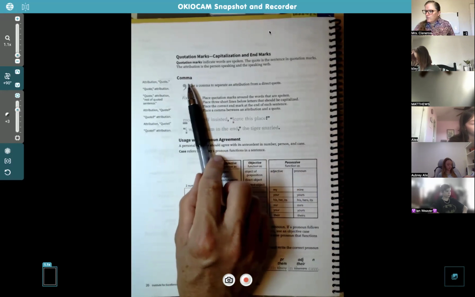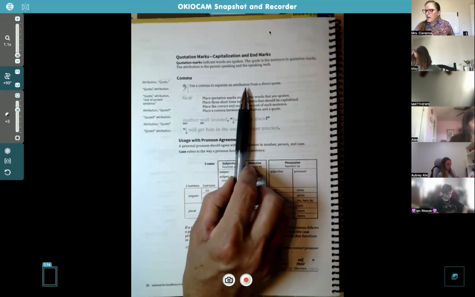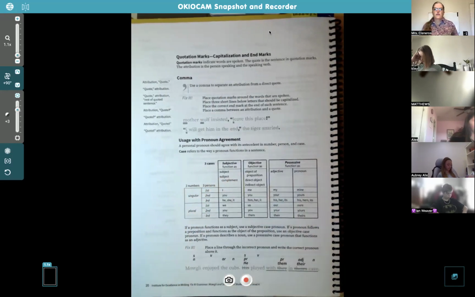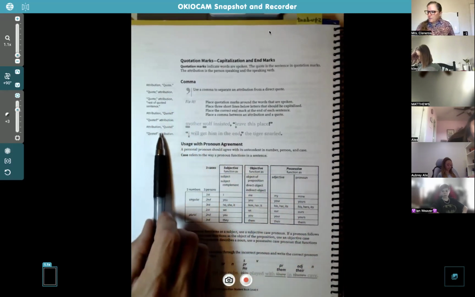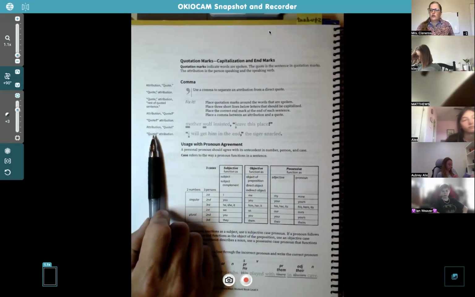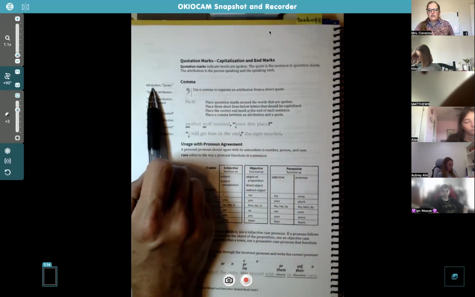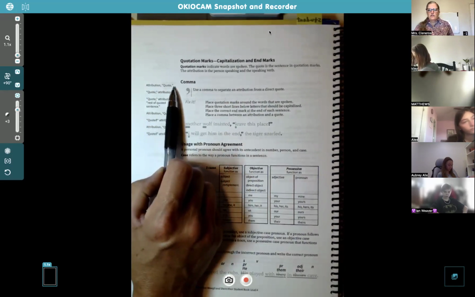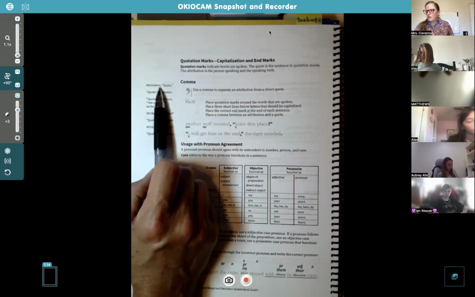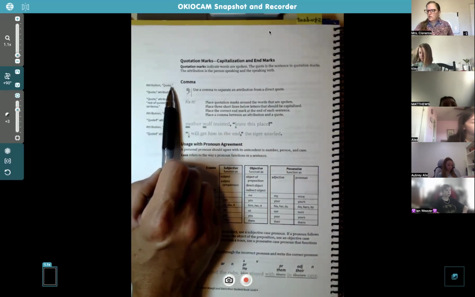And then here's a comma rule. Use a comma to separate the attribution from a direct quote. And that is true every time. You're going to separate it out. Look at the examples here. These are like little notes for you to look at. The attribution is like, he said, and then whatever he said is the quote, right? So the attribution comes first. When it comes first, there's a comma and then the quote.